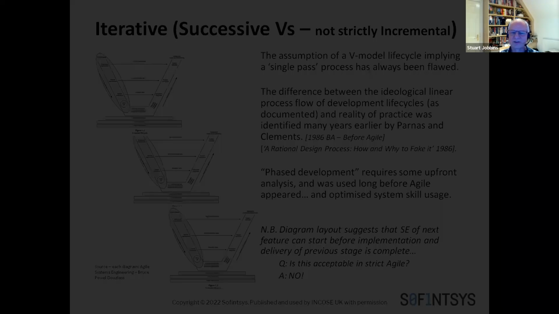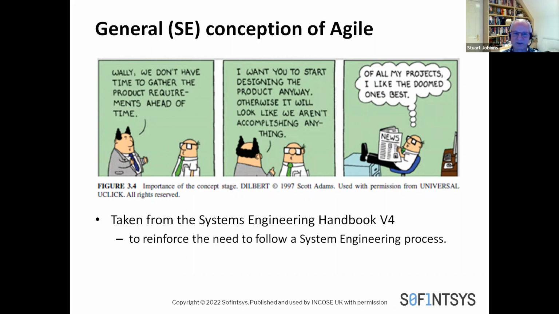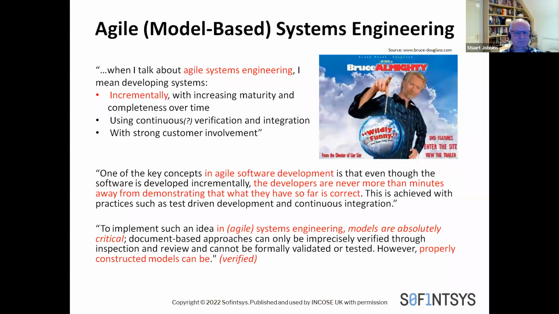And there are good reasons for doing that in the Agile world, but I'm not entirely convinced they read across to SE. So it's nice to see Dilbert cartoons in our own SE handbook. And this one really goes well with the conception of Agile. So, why don't we just get all the requirements ahead of time? Don't matter about that. Let's just start designing it. And if you read between the lines of Agile, there's an element of, yeah, don't bother with documenting things. Get on and make the product. Okay, so this was reinforcing the need for a system engineering process. As I say, it's in our engineering handbook.